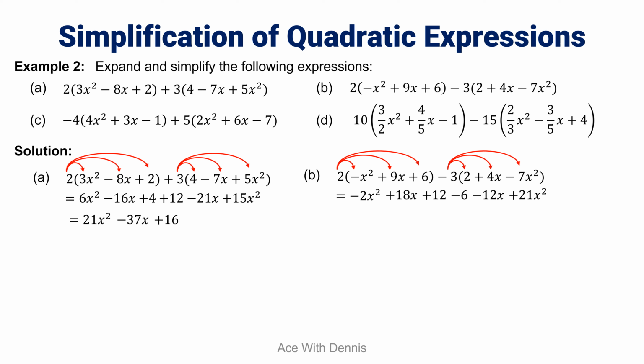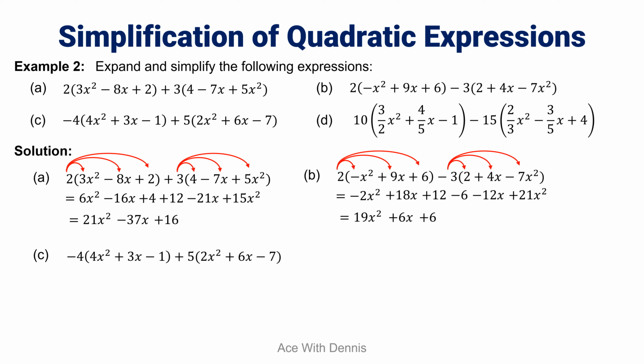Then we group the like terms together. Start with the x squared term, we have negative 2x squared plus 21x squared. And we get 19x squared. The x term, 18x minus 12x, we have plus 6x. And the constant term, 12 minus 6, we have plus 6.